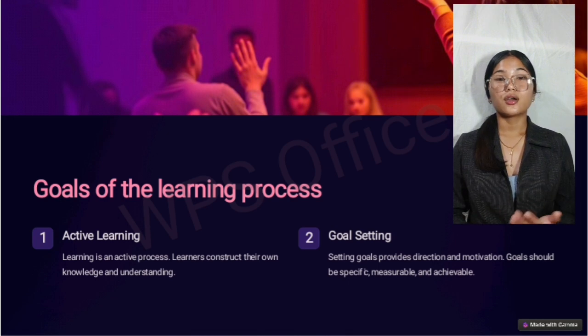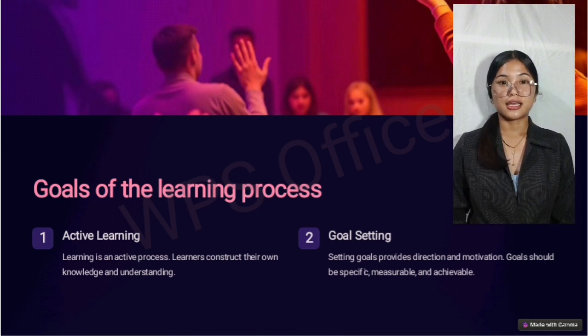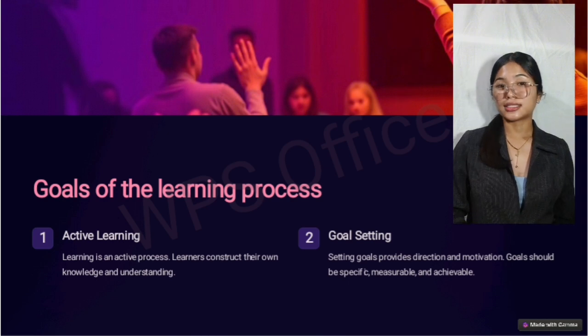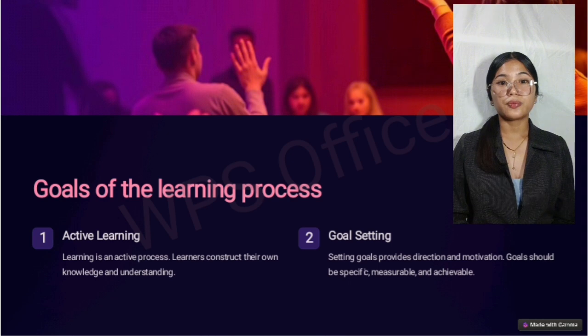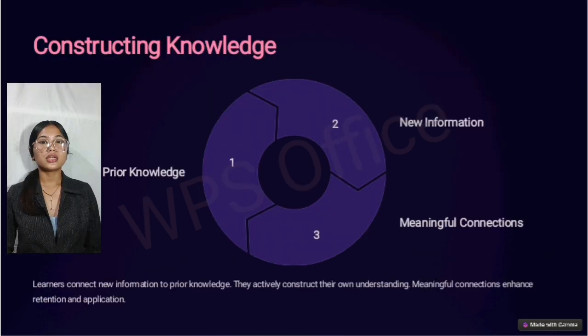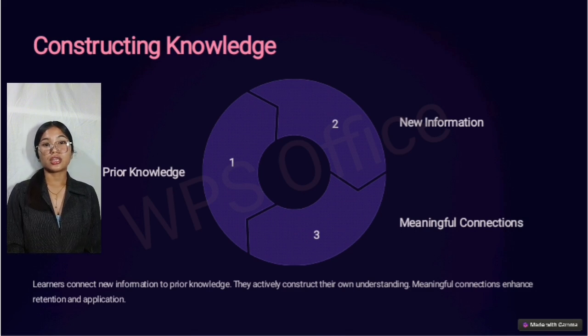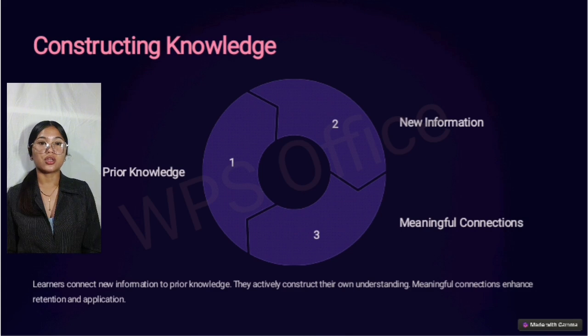Next are the goals of the learning process. First is active learning. Learning is an active process. Learners construct their own knowledge and understanding, while goal setting provides direction and motivation. Goals should be specific, measurable, and achievable. For constructing knowledge, we have three examples: prior knowledge, new information, and meaningful connection.